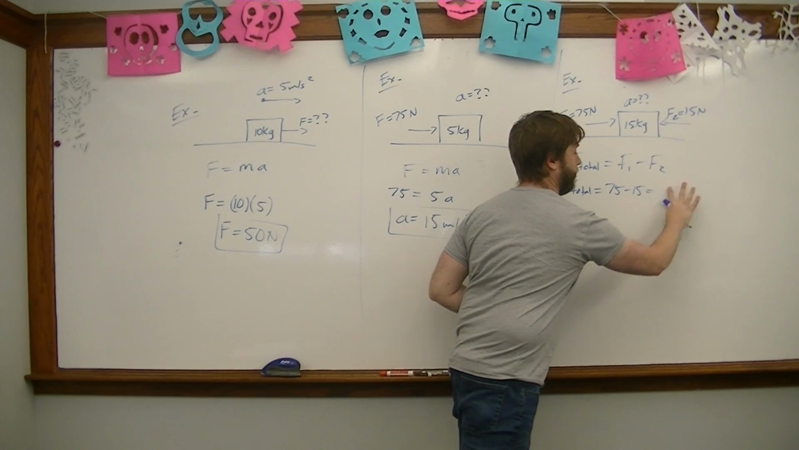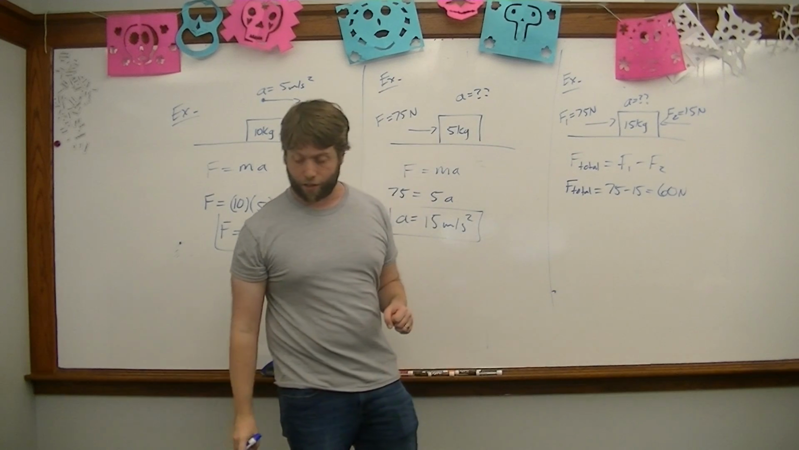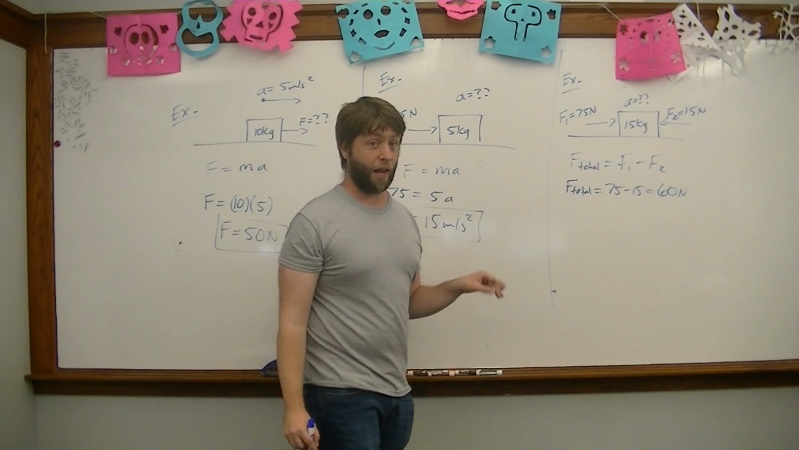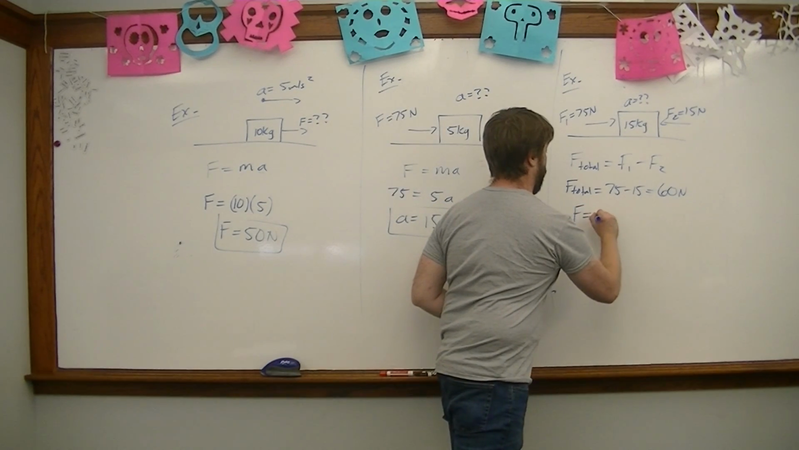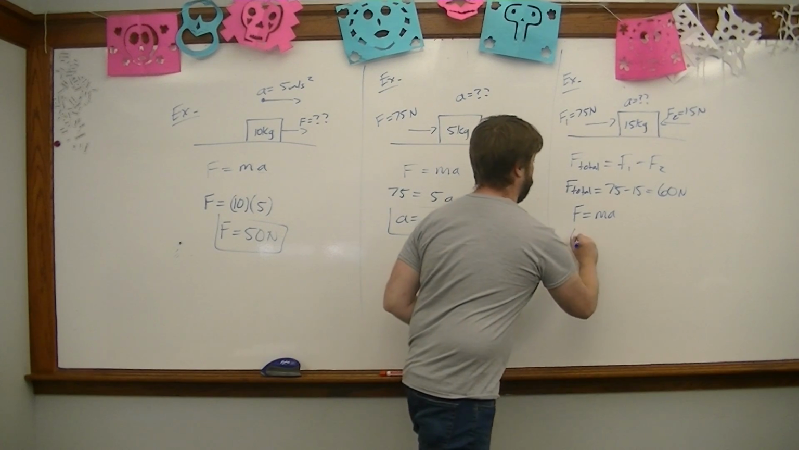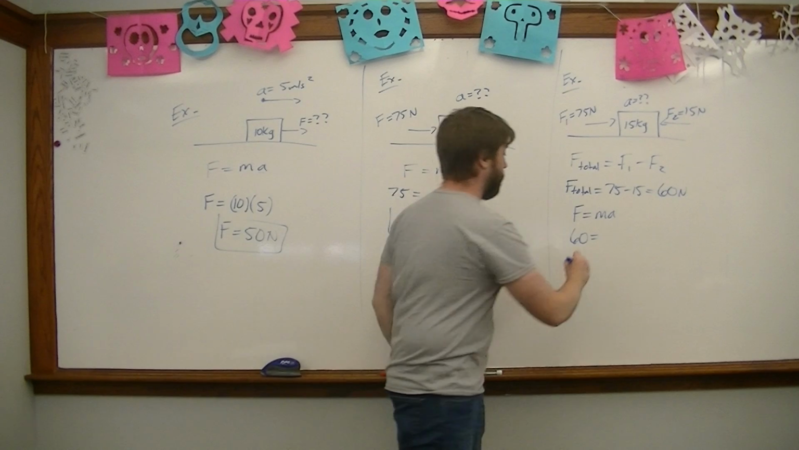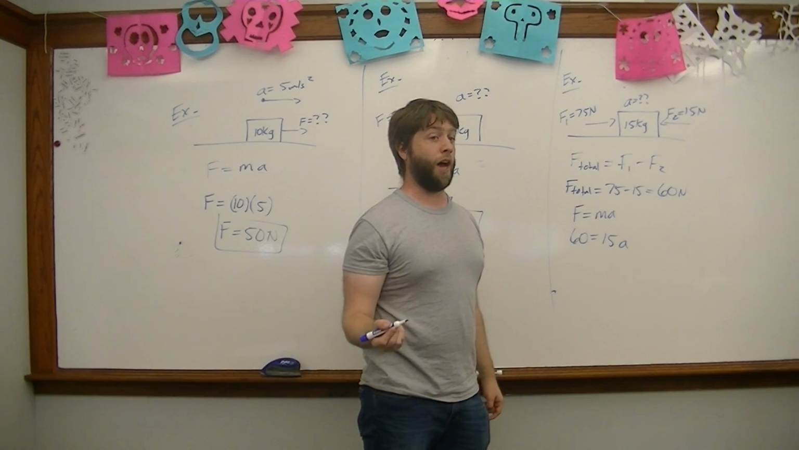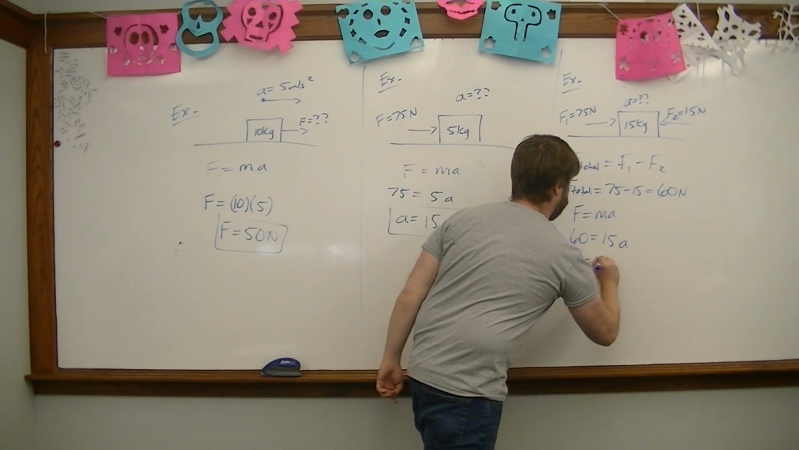That was a weird 6. Let me erase that and try that again. 60 newtons. So we've got 60 newtons of force right now. That's going to be equal to mass times acceleration, Newton's second law. F equals ma. So 60 newtons is equal to the mass of the object, which is 15, multiplied by the acceleration. 60 divided by 15, we get an acceleration of 4 meters per second squared.